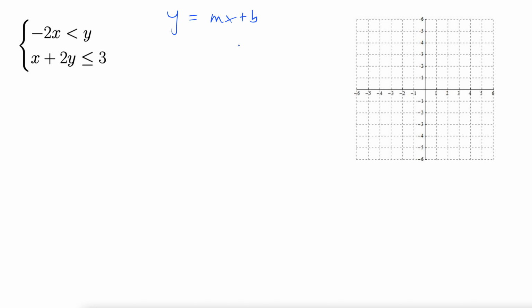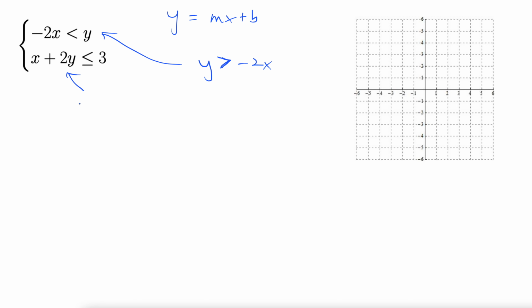That slope-intercept form. Okay, so looking at this top equation here, I can rearrange this, right? If I read this from right to left instead of left to right, I get y is greater than negative 2x. It's just another way of looking at it. And then we can tell what kind of equation that is. And down here we can solve this one for y. We can think of it as just solving for y.